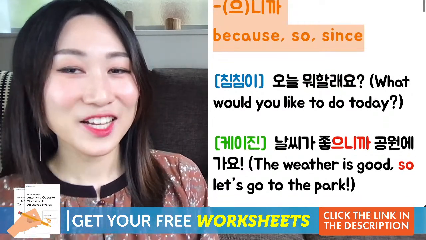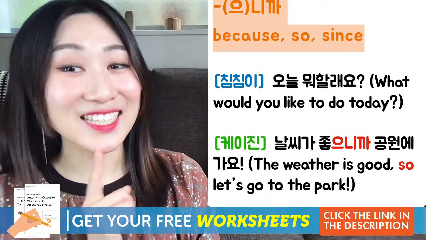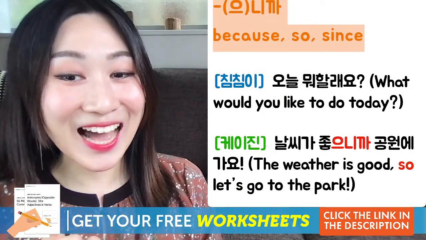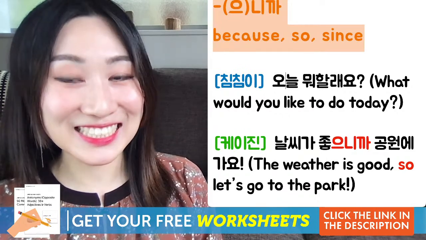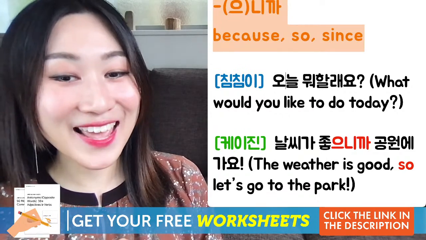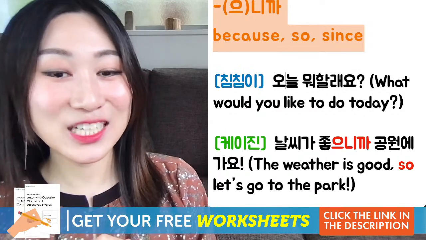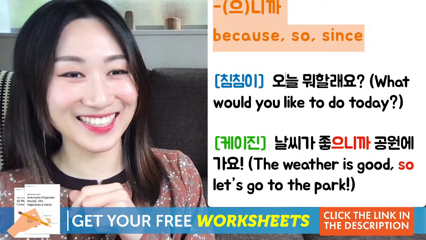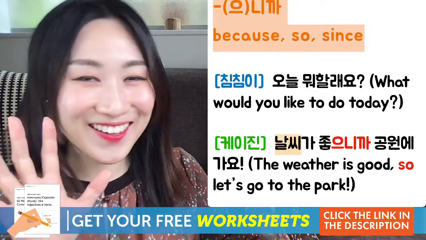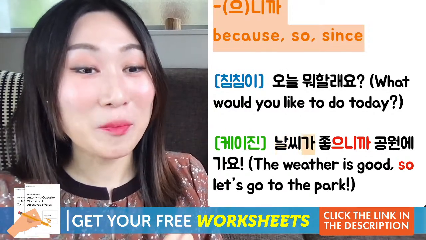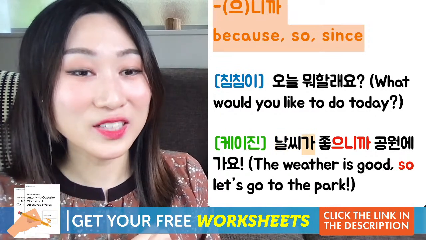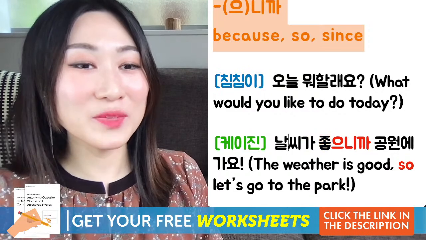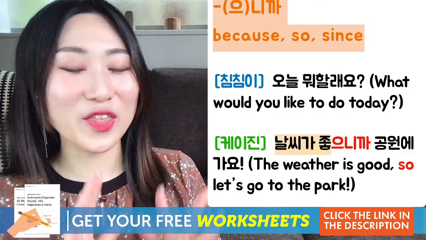So I'm saying this. 날씨가 좋으니까 공원에 가요. So let's break down the sentence. 날씨, weather. 가 is the particle, the subject marking particle. 좋 is from 좋다, meaning good. So it literally means 날씨가 좋다, the weather is good.